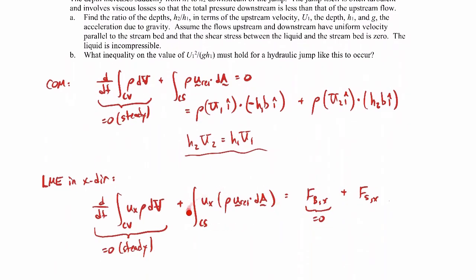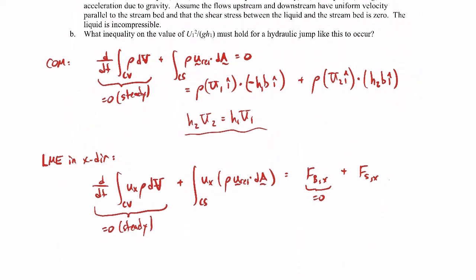Let's now evaluate the control surface, the linear momentum flux term. So we'll do the left-hand side first. The x velocity on the left-hand side is u1. That's in the positive x direction. This is this yellow highlighted term here. And then the mass flow rate term we just evaluated moments ago up here, so I'll just rewrite that. So this will be minus rho u1 h times b. I'll highlight this one in green.